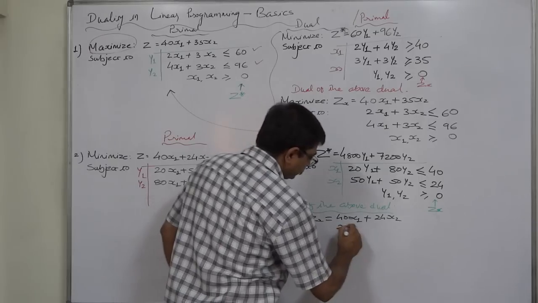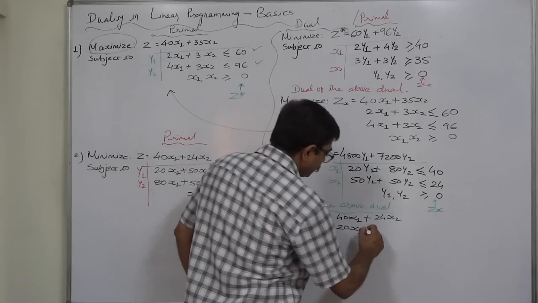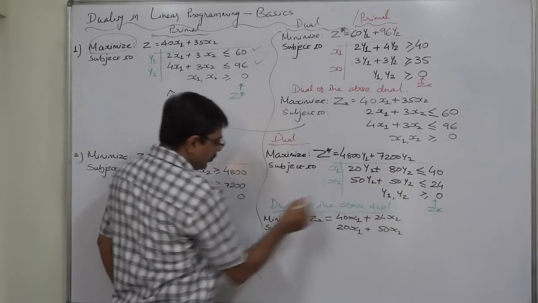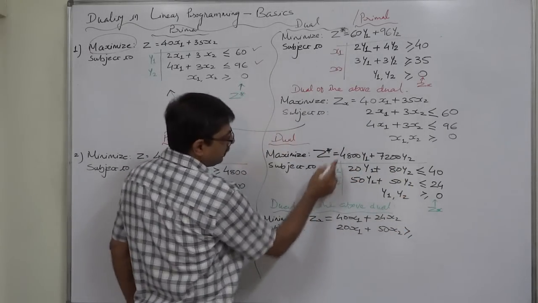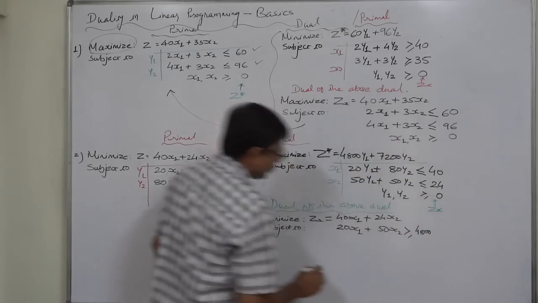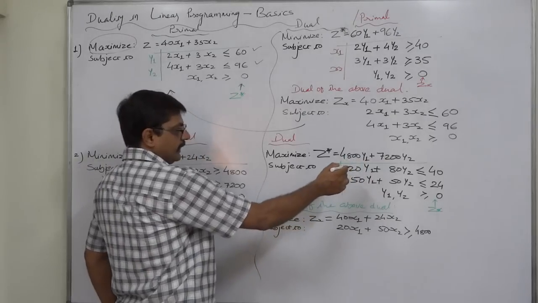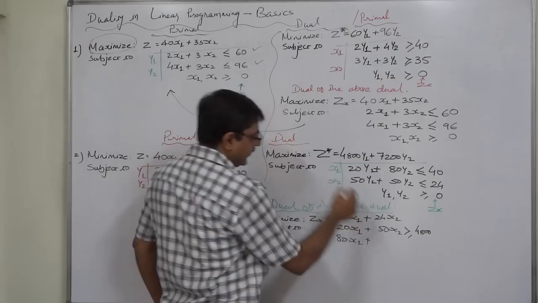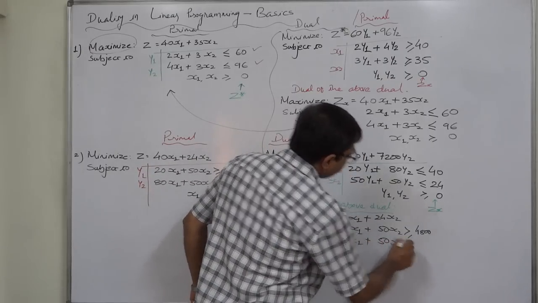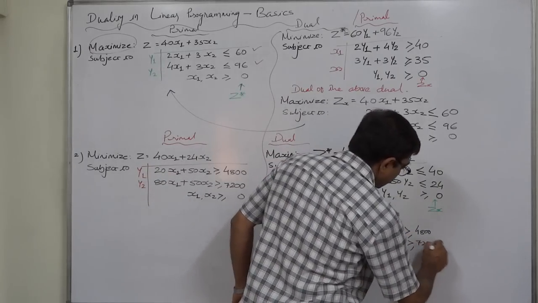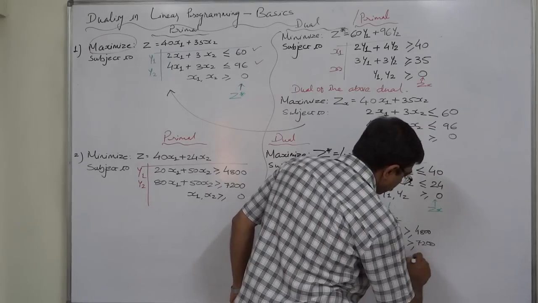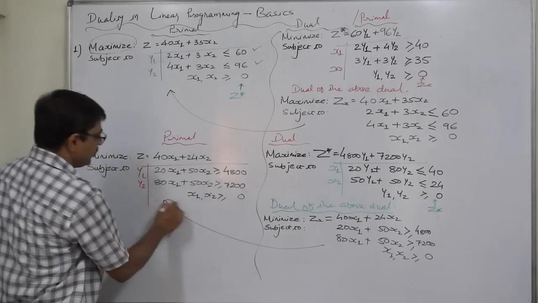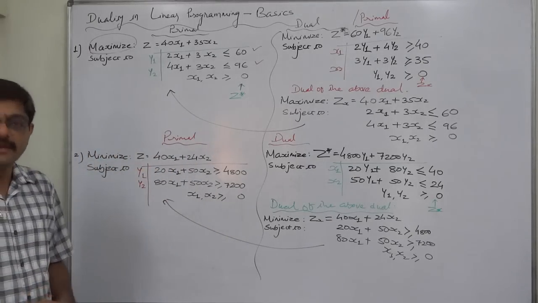20 x1 plus 50 x2. Now against less than or equal to, it will be greater than or equal to, and 4800 from the z function. The second will be 80 x1 plus 50 x2 greater than or equal to 7200. x1 and x2 both are non-negative. Again, see, what is this? This is the primal, which was our original linear programming problem.